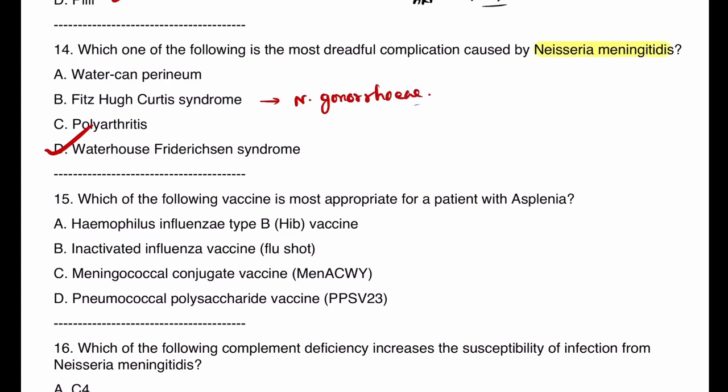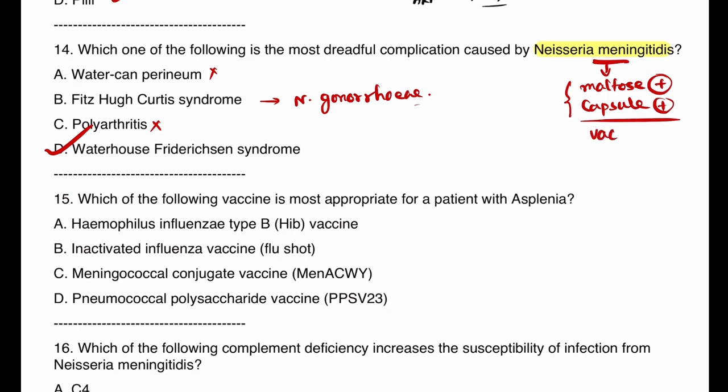Okay, and the answer to this question will be Waterhouse-Friderichsen syndrome. The patient will be having severe adrenal hemorrhage and shock. Neisseria meningitidis, remember, it ferments maltose. It is having a capsule, and it ferments maltose and glucose. But gonorrhea only ferments glucose, not maltose, and it is non-capsulated.